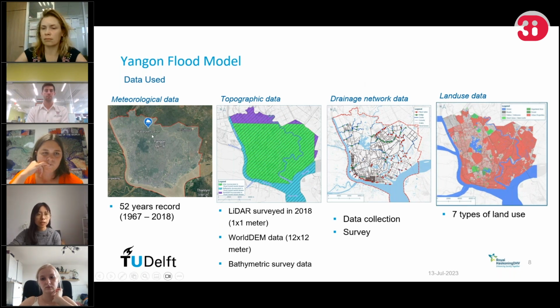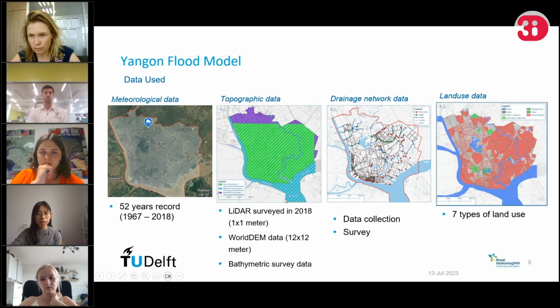We use the station rainfall in the model area, which is a long record. For the topographic data, the green area is the LiDAR survey data, which is a very good resolution, 1 meter resolution. The purple area is the raw DEMs to fill the requirement of the model area. And we have the bathymetric survey data for the rivers.